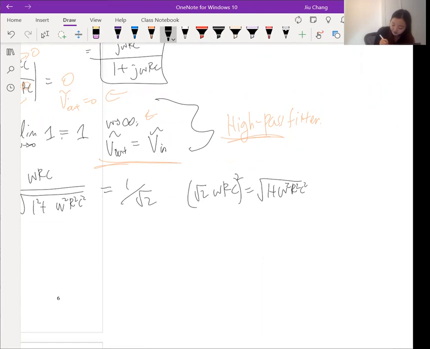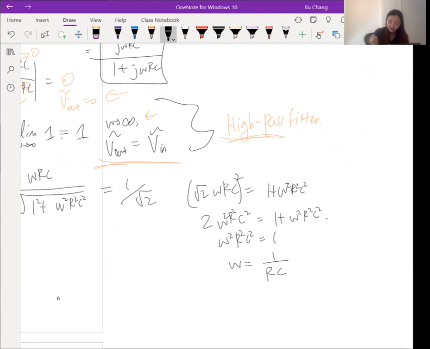When we square both sides, we get this. So we finally get 1 over RC as our cutoff frequency.